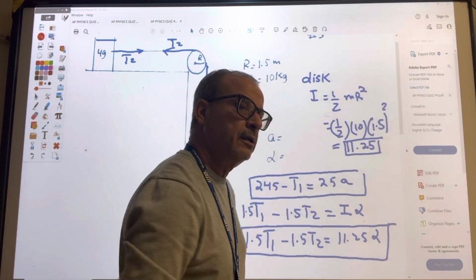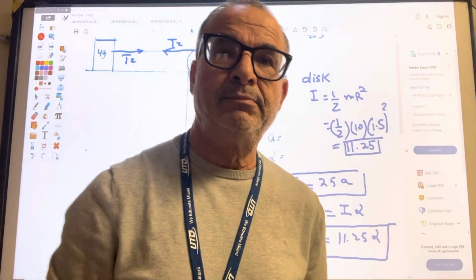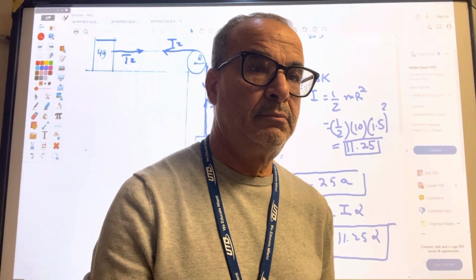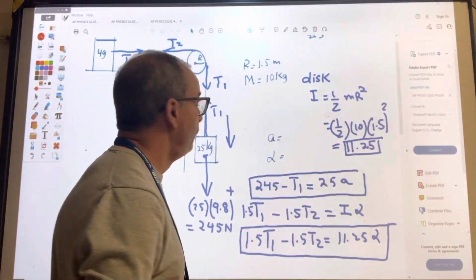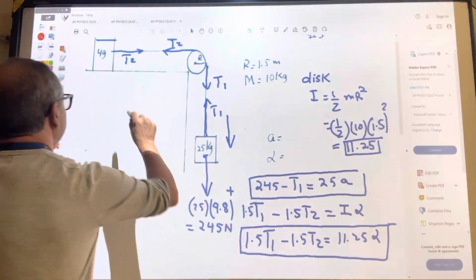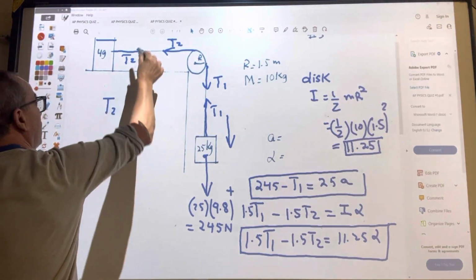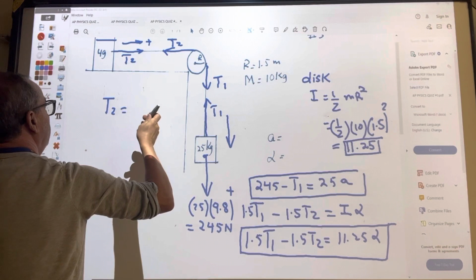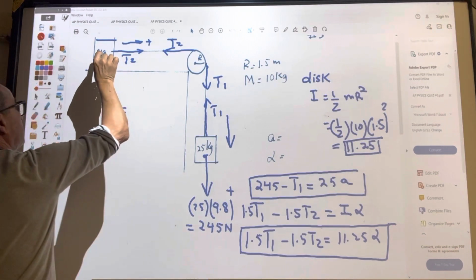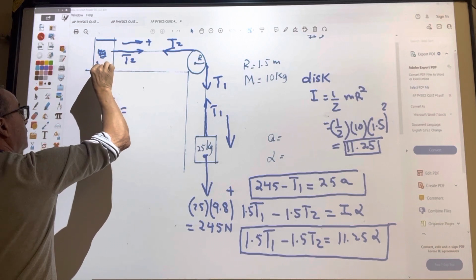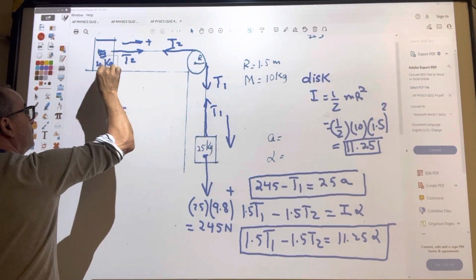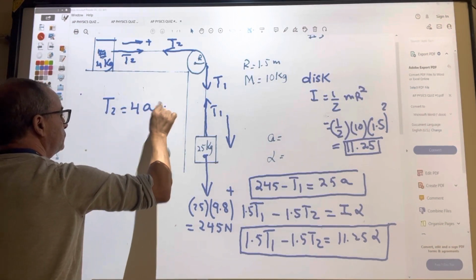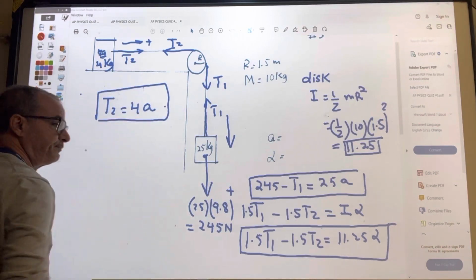There is another equation that you can get from the system. What equation is that? It's for the other box, the 4 kilograms. We write T2, and this way is positive, so T2 equals just m, which is 4 kilograms, times A. So T2 is going to be 4 times A. That's another equation that's going to help us.